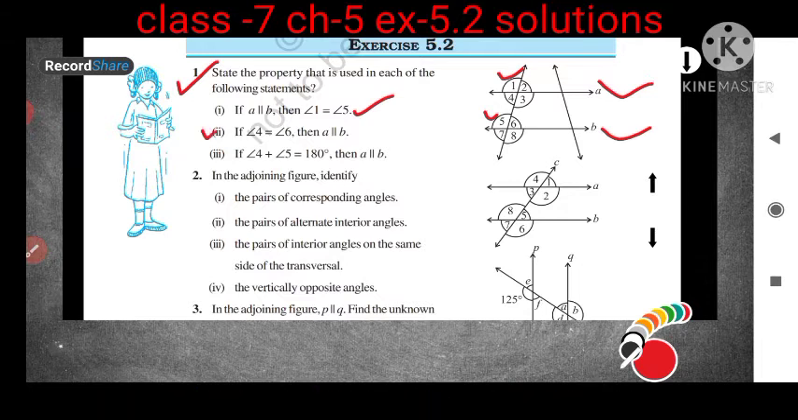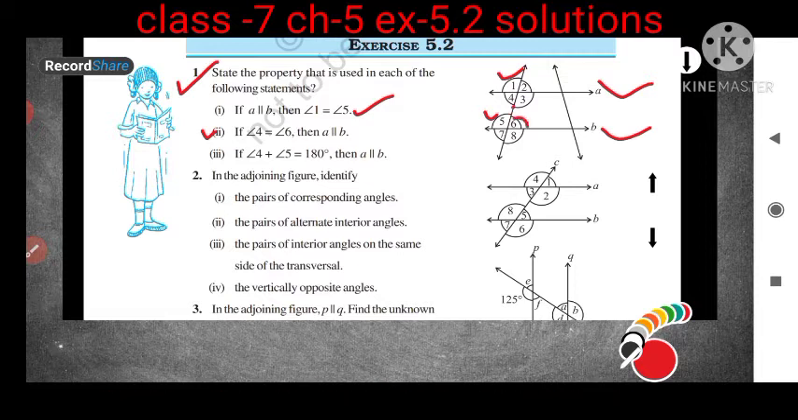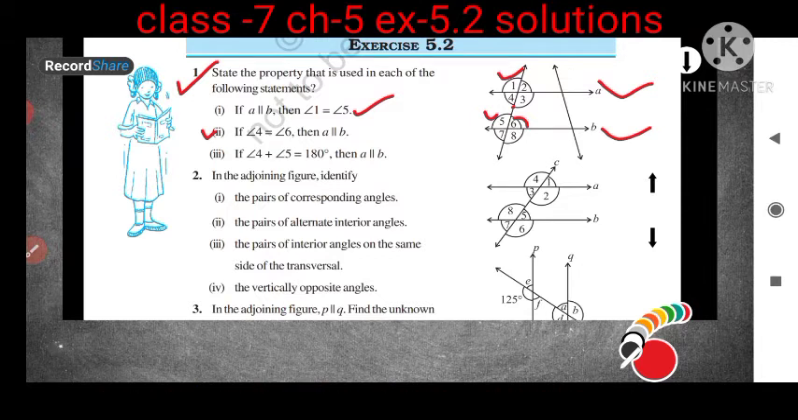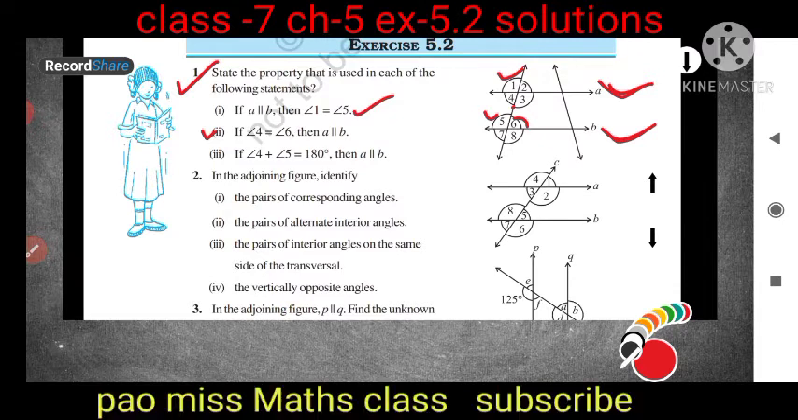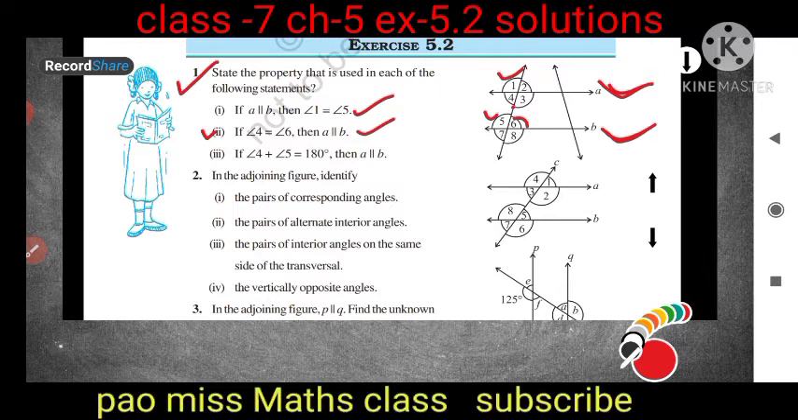Now again the second one: if angle 4 is equal to angle 6, then line A is parallel to line B. So this property is called what? Alternate angles. So what is this property? Alternate angles.